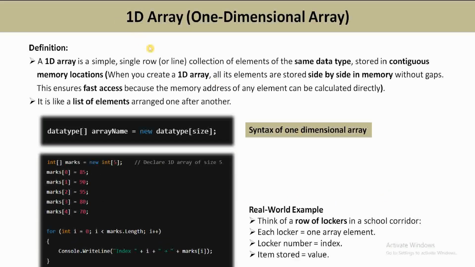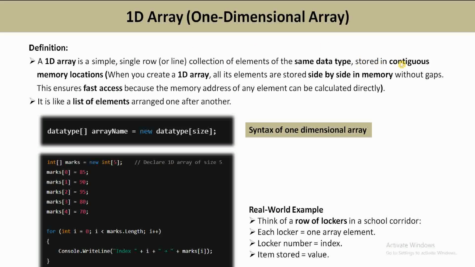Next we have a 1D array, meaning a one-dimensional array. So what is a one-dimensional array? A one-dimensional array is a simple single row or line collection of elements of the same data type stored in contiguous memory locations. If we want to add elements in a single row, then we can go with the one-dimensional array. But here is the thing, we have to use the same data type. If we declare the integer data type in a one-dimensional array, then we have to go with integers, not with strings. If we declare the array with the integer type and we add a value of the string type, then it will give us a compile time error.